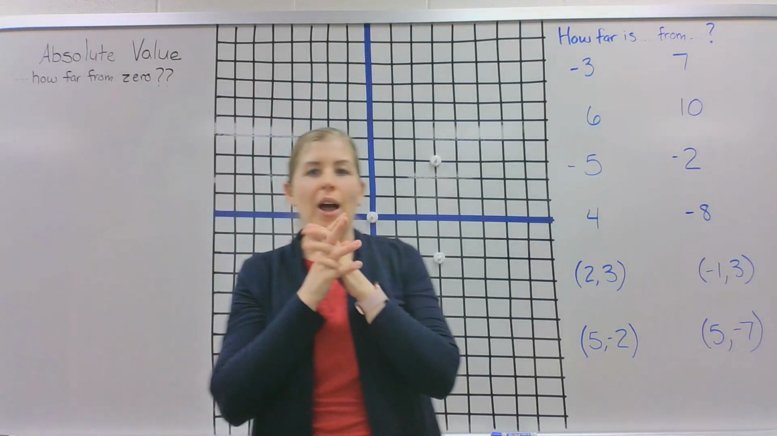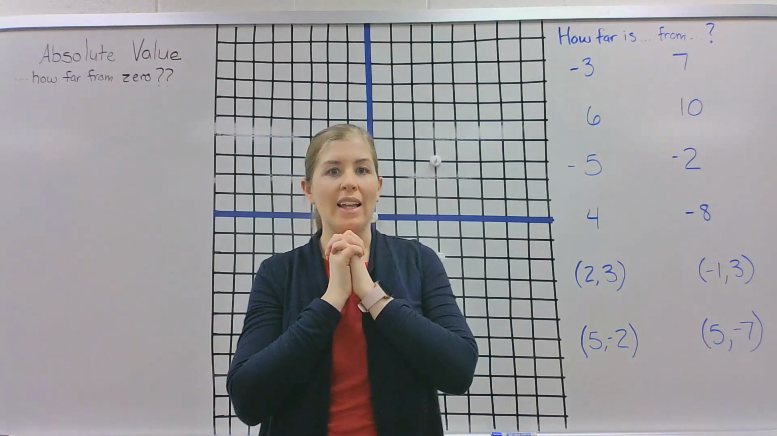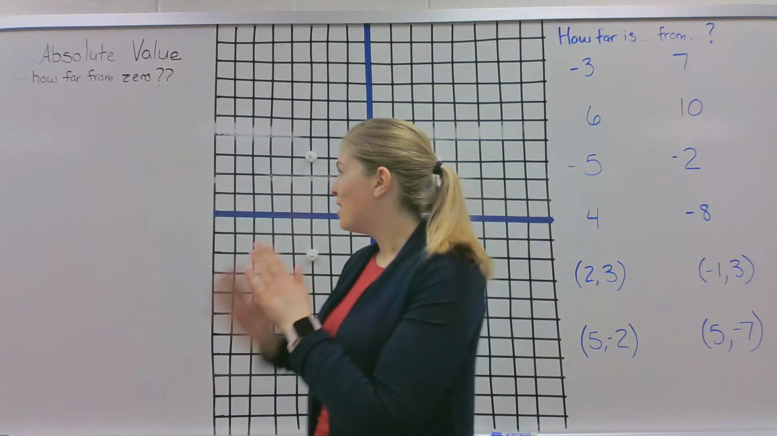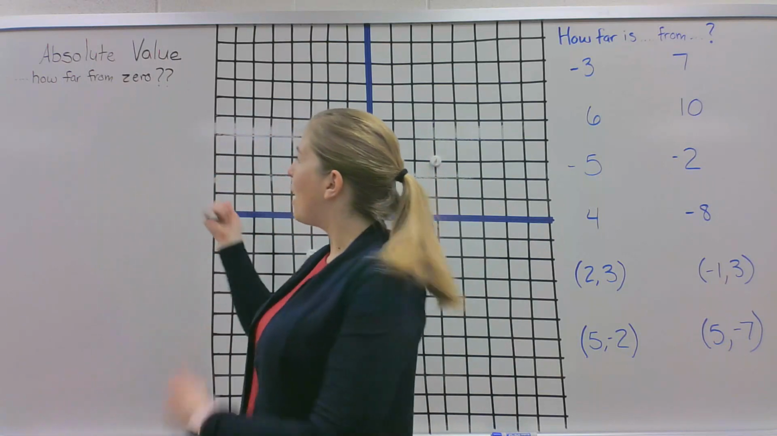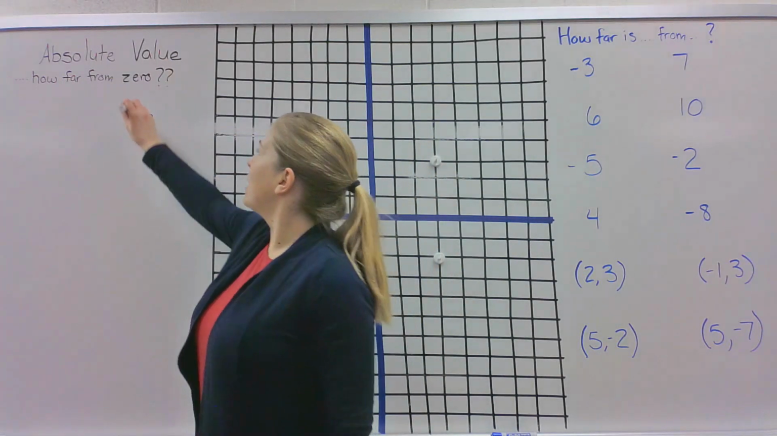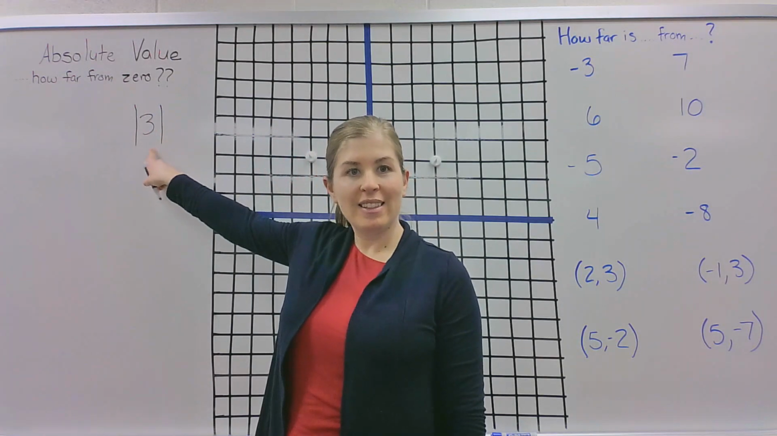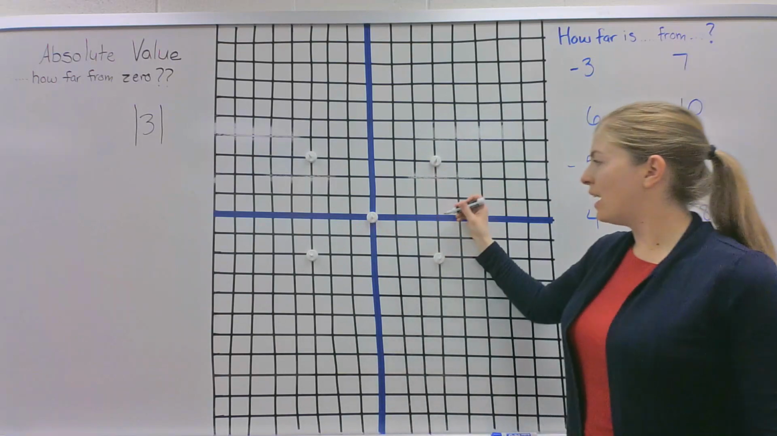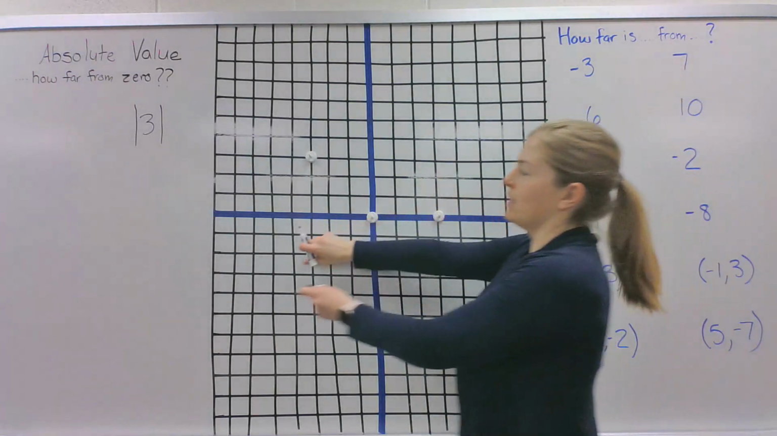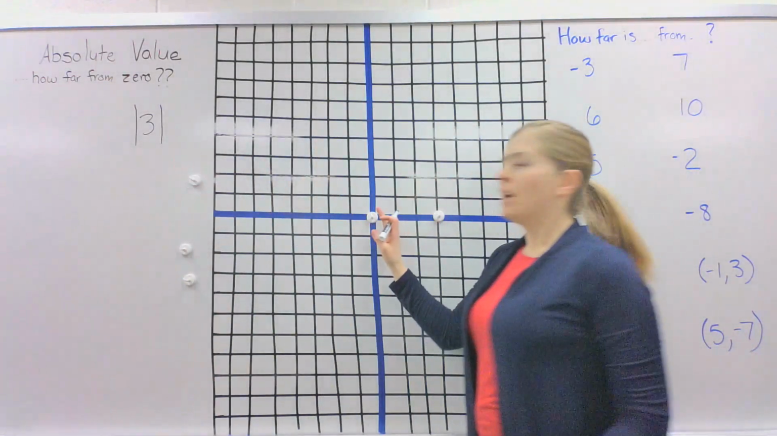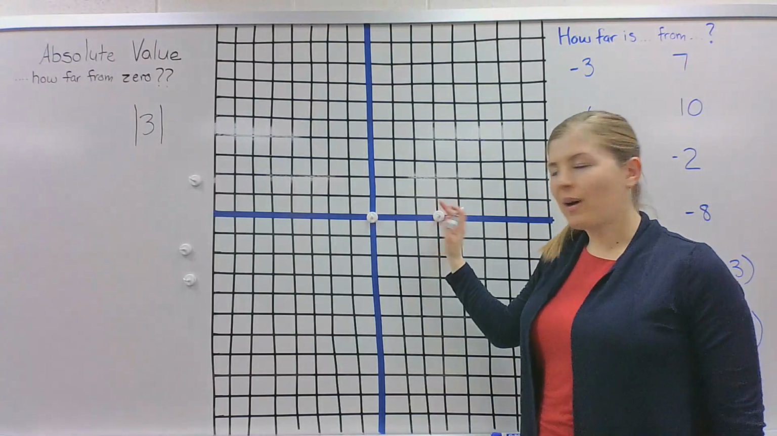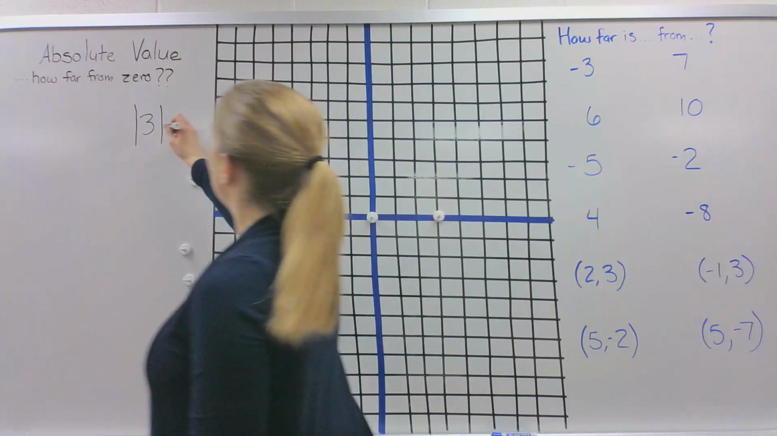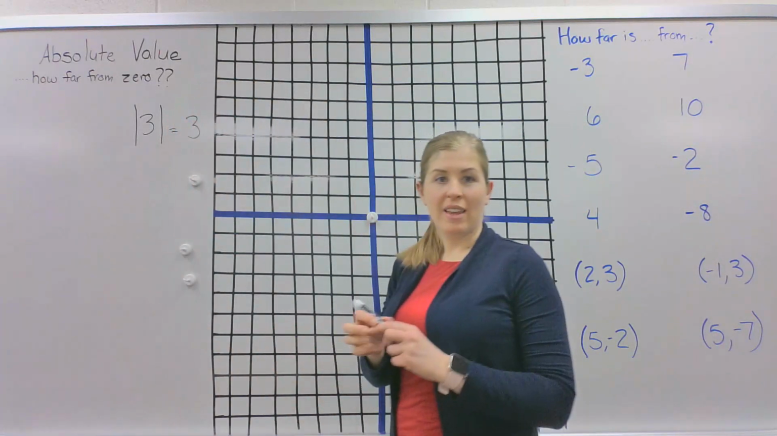So if we're looking at the absolute value of a number, and I always put my hands like this because absolute value is represented by two straight lines. So the absolute value of 3 would look like this, 3 with two straight lines. If I was looking at 1, 2, 3 on a number line, this is 0, this is 3. How far away is 3 from 0? 3. So absolute value 3 is 3.